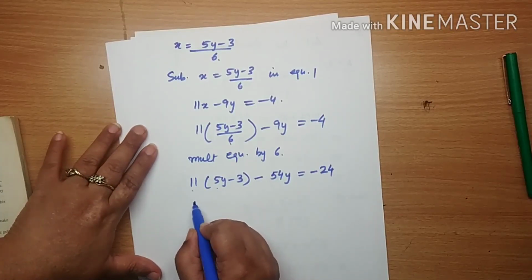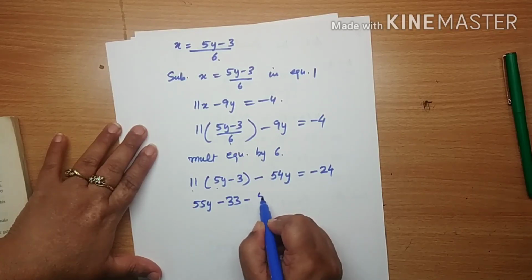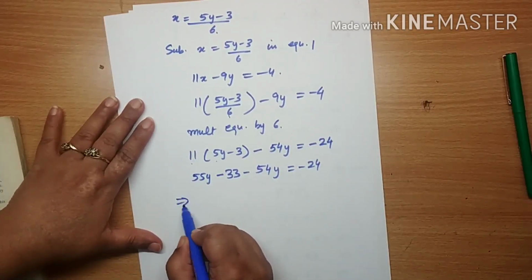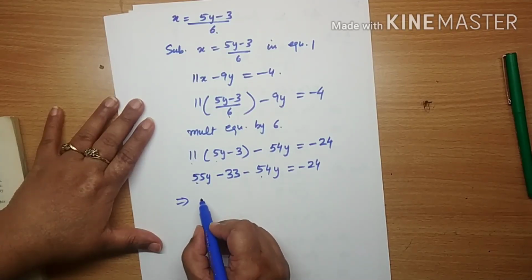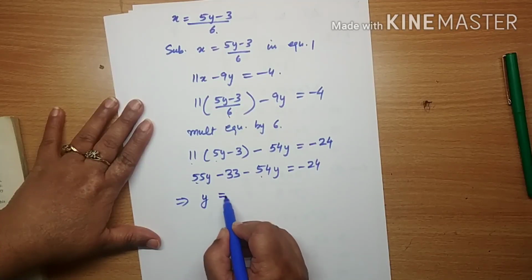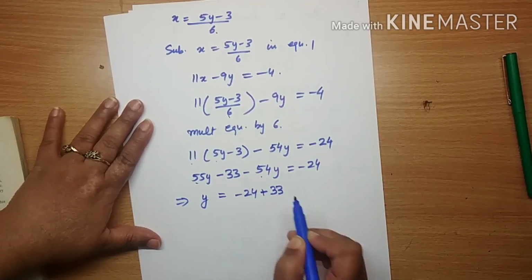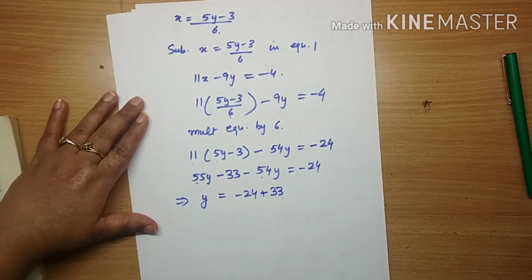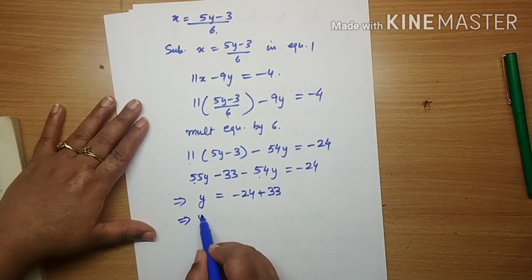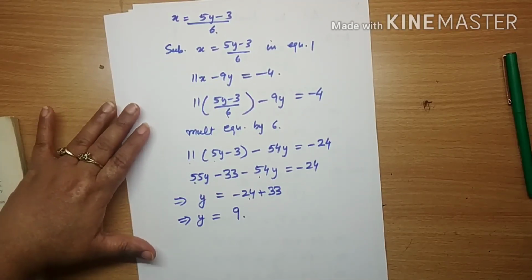Now multiply: 55y, 11 into 3 is 33, minus 54y equal to minus 24. So this gives 55 minus 54 is y, 1, which we don't write, and this 33 goes to the right side when we transpose and the sign changes, so it becomes plus 33. So I get y is equal to 33 minus 24, which is 9. So we got y equal to 9.